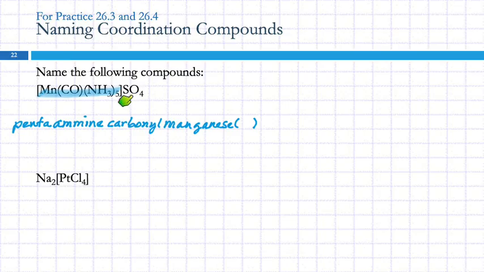And then the counter ion is going to be sulfate, right? So we have to do a little figuring to find out the charge on the manganese ion. So sulfate is -2. And so that means this whole thing is +2. All of those ligands were neutral. So the charge on the manganese must be +2. Okay, so now I want you to work on that second one on your own.